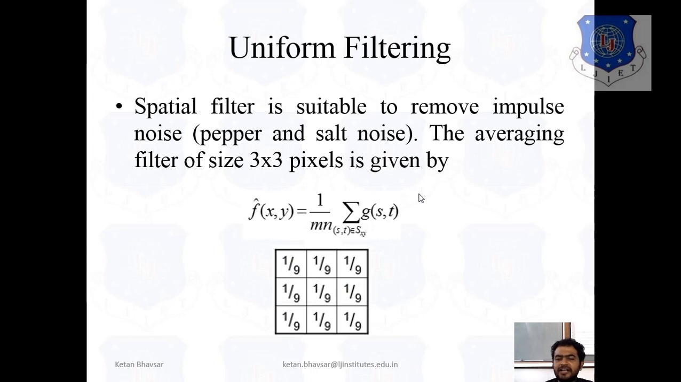Uniform filtering is also possible with the help of the frequency domain, and we try to maintain the accuracy of the system. Here you can see a basic equation: f bar x comma y is equal to 1 divided by mn into the summation over s, t belonging to S xy of g of s comma t. So we try to maintain a filtering mask and remove the noise from the content.